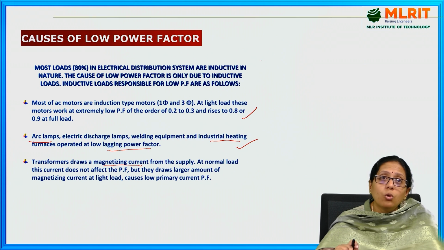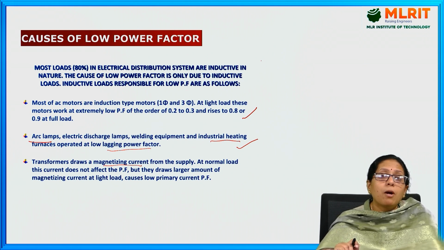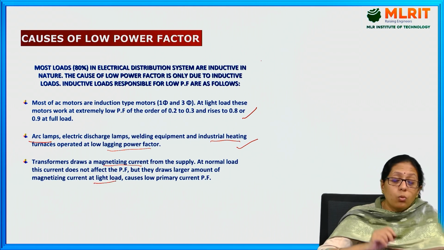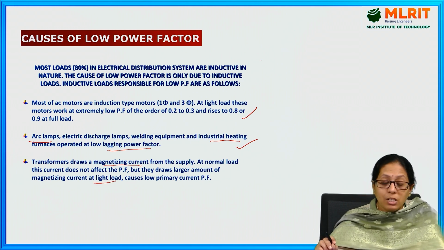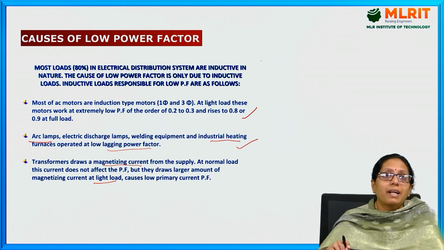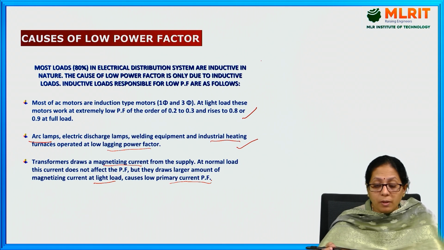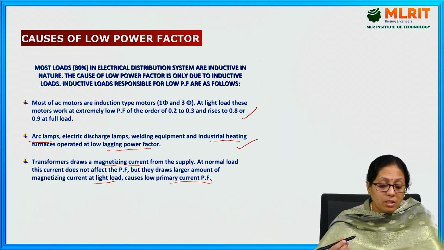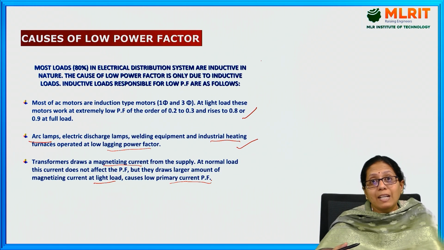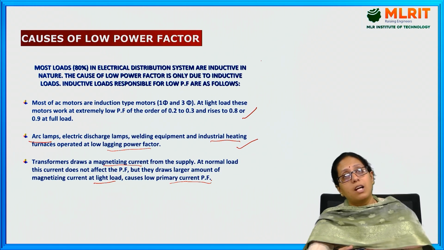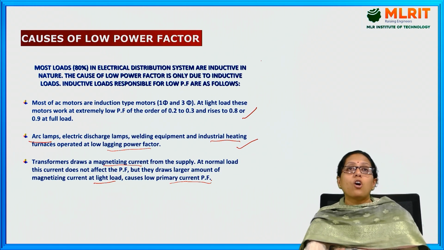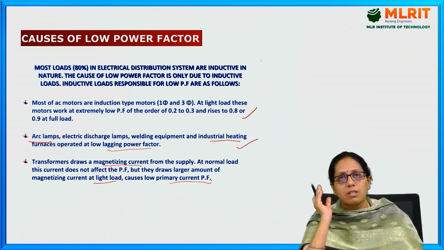At normal load, the current does not affect the power factor, but they draw a larger amount of magnetizing current at light load. When the load is very small, it draws the maximum amount of magnetizing current, which lowers the primary current power factor. So when the transformer is loaded heavily or at full load, there will be no problem. But when the transformer is connected to a very light load, then the lagging power factor occurs. So here there are different causes for the lower power factors.